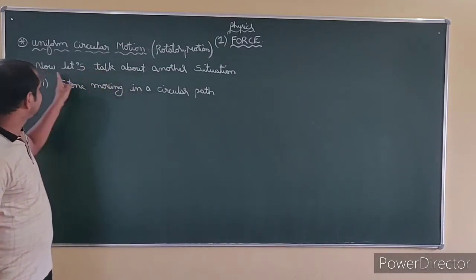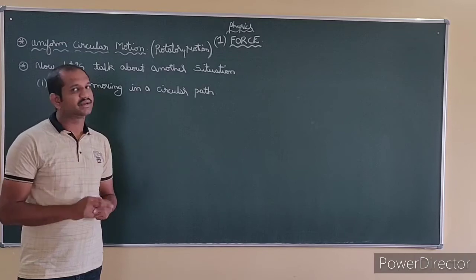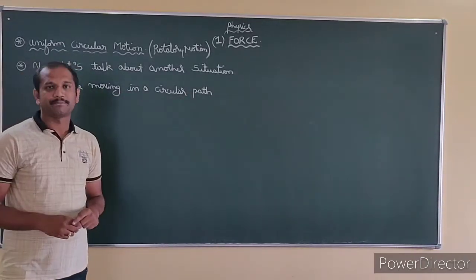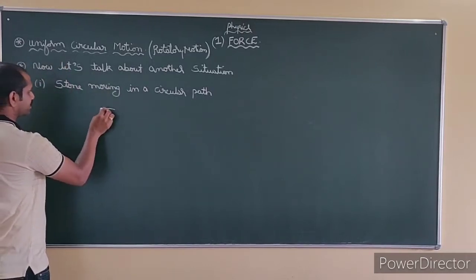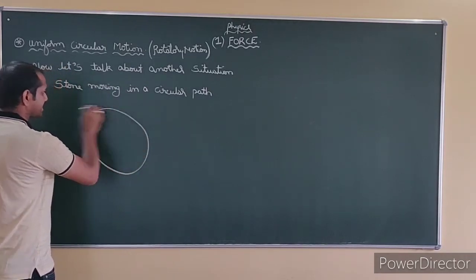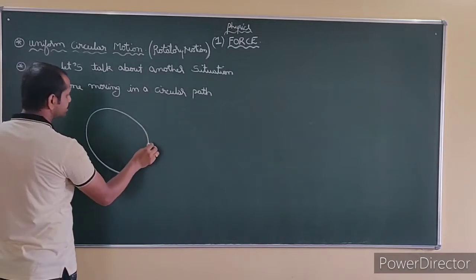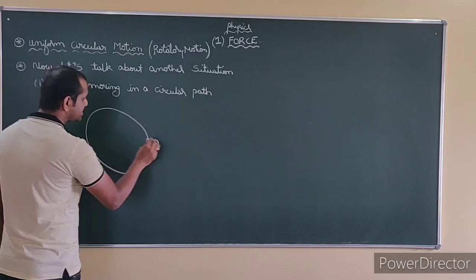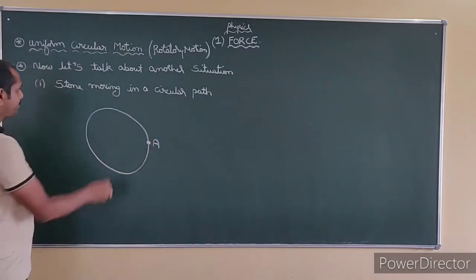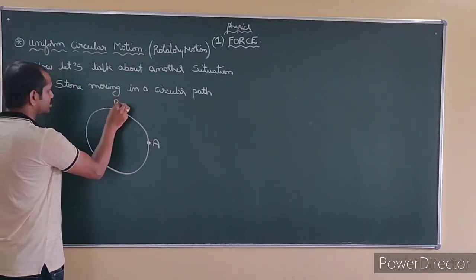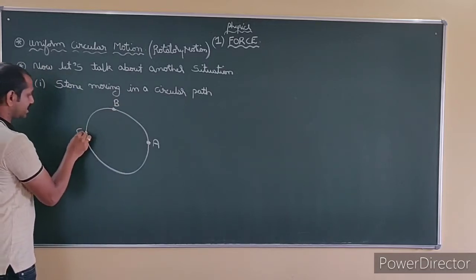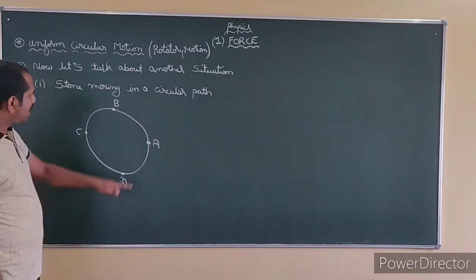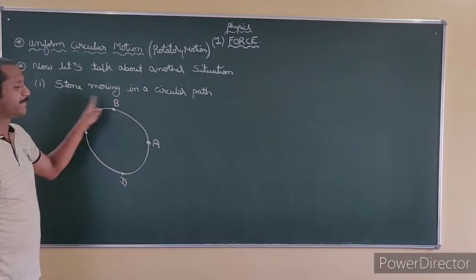Now let us consider a different scenario from the first case. In this case, I am considering a stone moving in a circular path. Think there was a circular path, and a stone which is moving in it. Think this place to be A, this is position B, this is position C, and this is position D. Understand? Now, a stone is moving in this circular path.